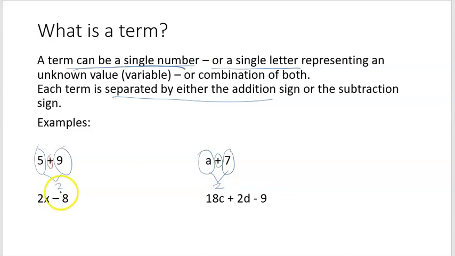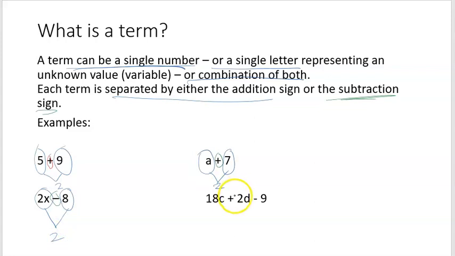For the next example, we've got the subtraction sign in the middle. Each term can be separated by the subtraction sign too. Either side of that, we have 2x and we have 8. We know that a single number on its own is a term. But what about 2x? Well, that is also a term because a term can be a combination of a single letter and an unknown value. So in 2x subtract 8, 2x is a term, 8 is a term, so there are two terms here.